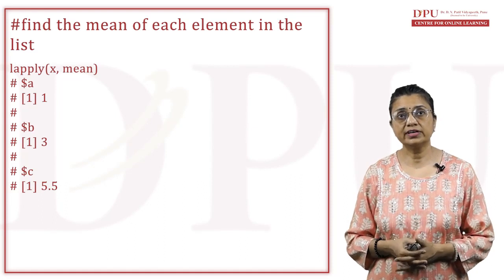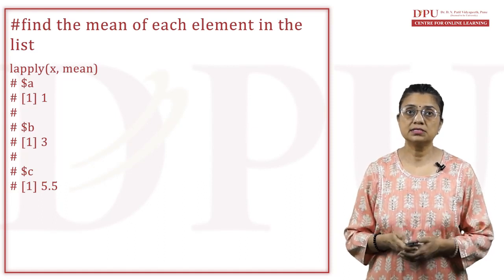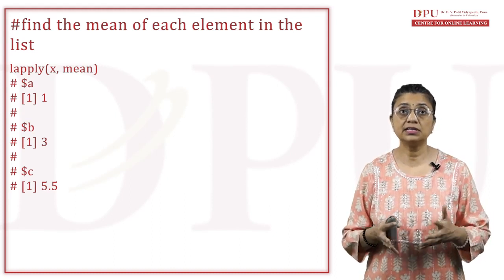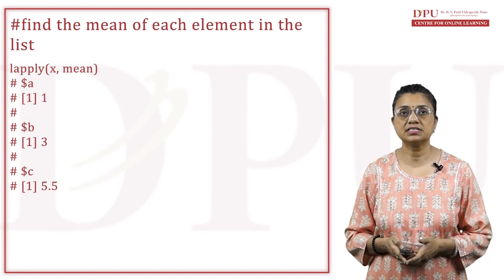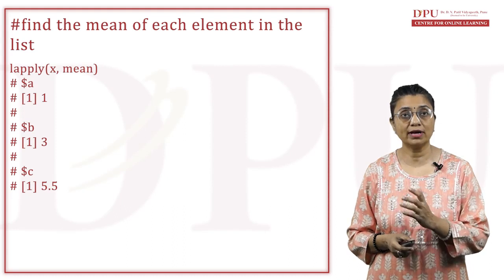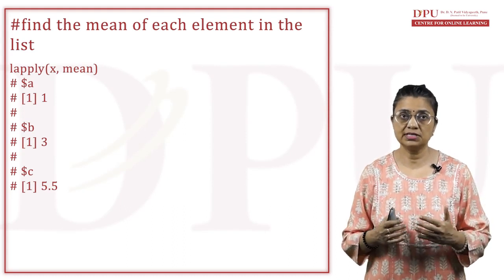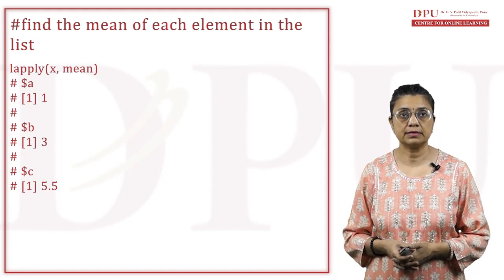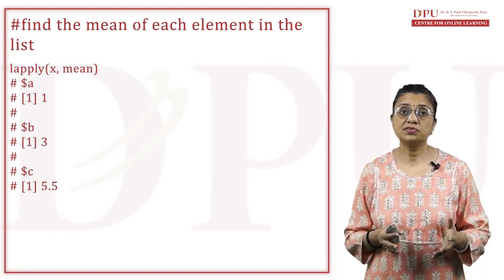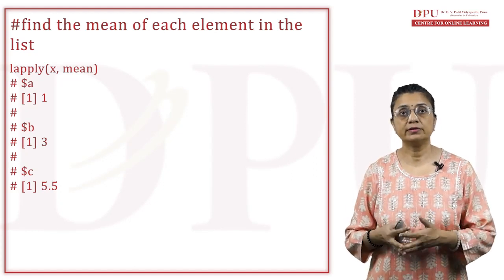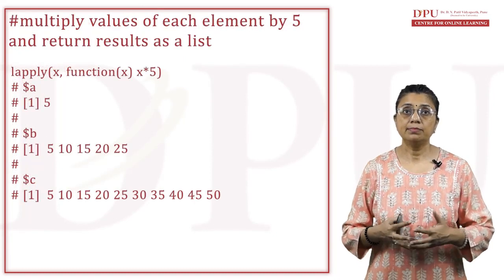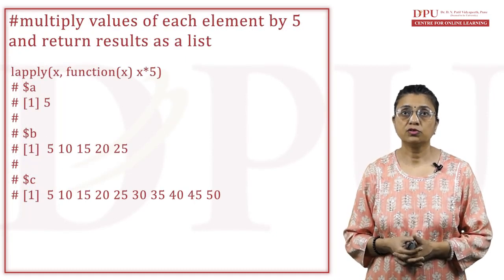Now you must be wondering how come B is 3? Because mean is average. So average is 15 divided by 5, because 15 is the sum that we have seen in the previous example, and there were 5 elements in B, ranging from 1, 2, 3, 4, 5. So 15 divided by 5, your result is 3. And likewise, C is equal to 5.5 because it was 55 total. So 55 divided by 10 comes to 5.5.